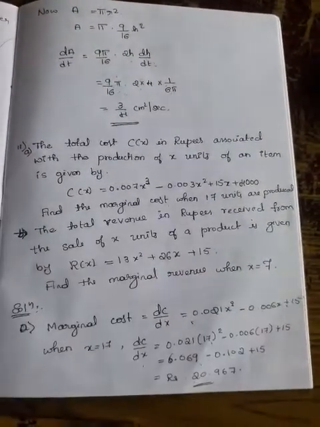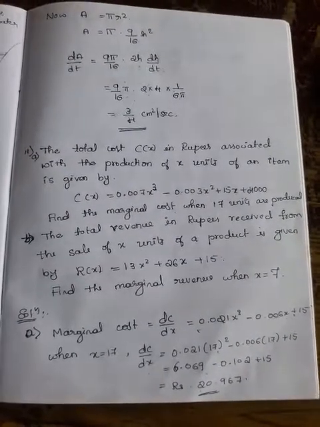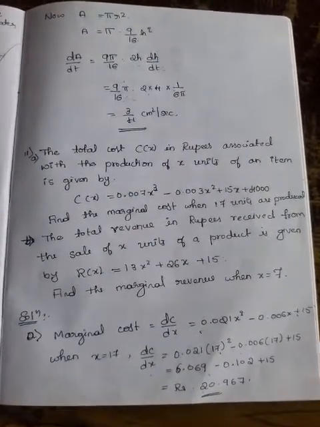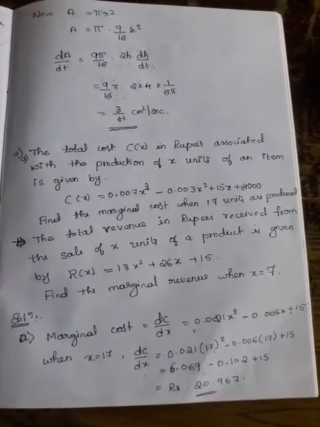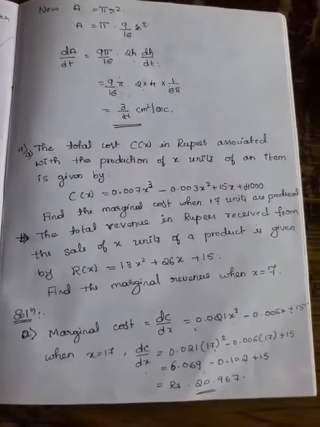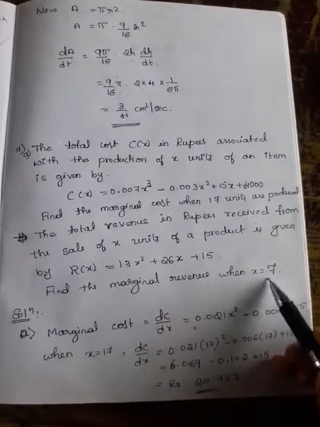Come to the next problem based on revenue. The total revenue in rupees received from the sale of x units of a product is given by R of x is equal to 13x square plus 26x plus 15. Find the marginal revenue when x is equal to 7.